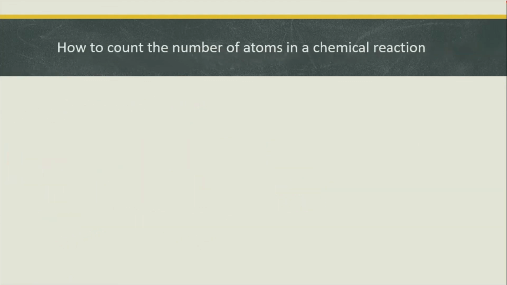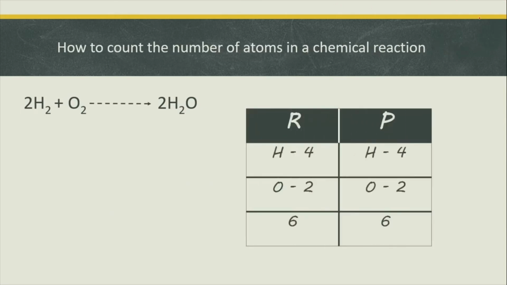So now we are going to see how to count the number of atoms in the chemical reaction. 2 into 2 is 4, so 4 here. O2 is 2, which would be 6 when you add that. And on the product side, 2 into 2 is 4, and 2 from the coefficient, 2. So they both are 6.